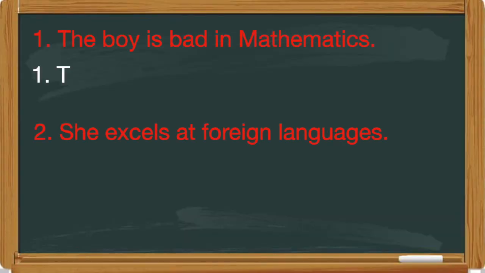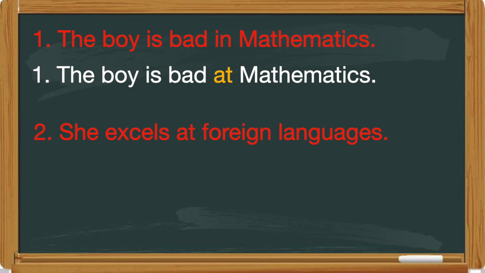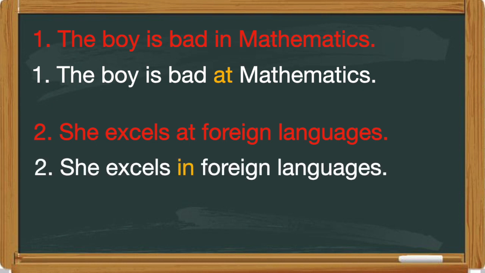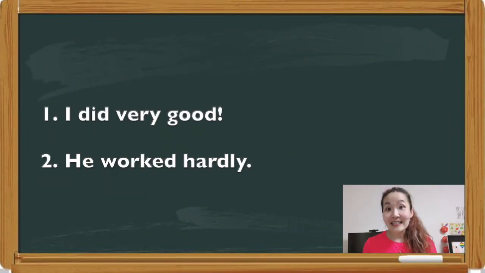The correct sentence should be, the boy is bad at mathematics. She excels in foreign languages. Moving to the next common mistake. I did very good. He worked hardly.